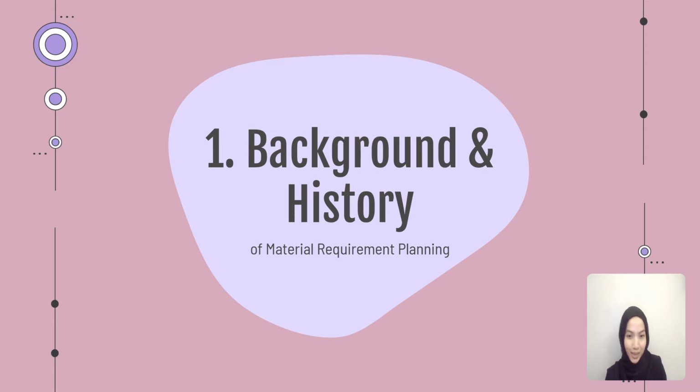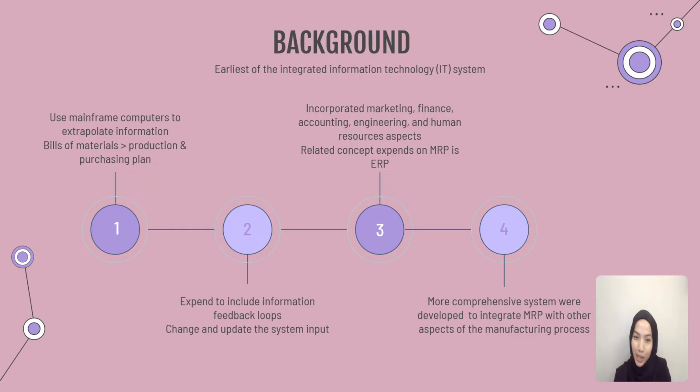So let us proceed with the background and history of MRP. First, let me explain the background of MRP. Material Requirement Planning was the earliest of the integrated information technology (IT) systems that aimed to improve productivity for business by using computers and software technology. At the beginning, they used mainframe computers to extrapolate information from a bill of material for a specific finished product and then converted it into a production and purchasing plan.